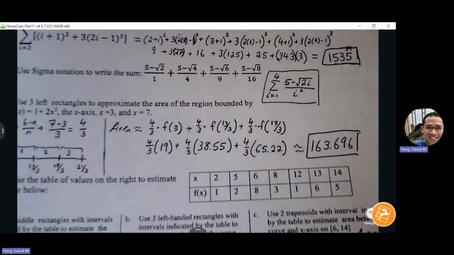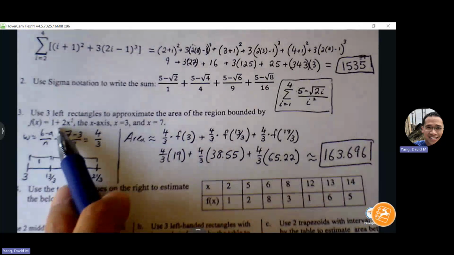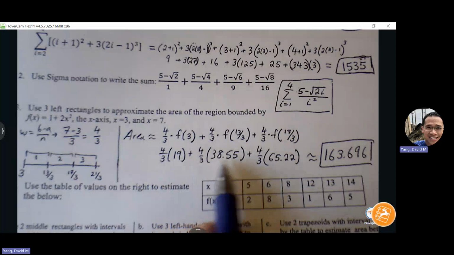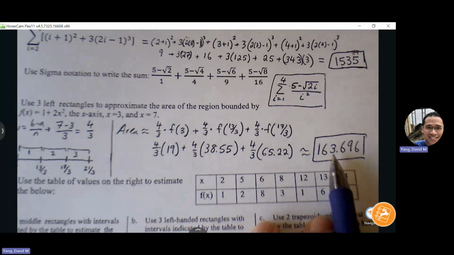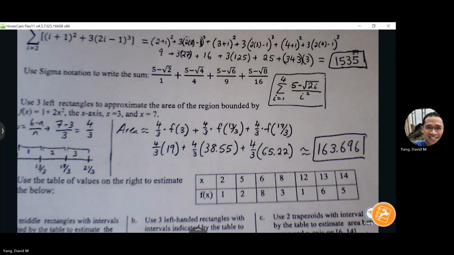Okay, so now it's just a matter of taking the time to insert these x values into the x of the function, get the y value, and then multiply by 4/3 for each of the widths of the area of the rectangles, and then approximate to 3 decimal places.